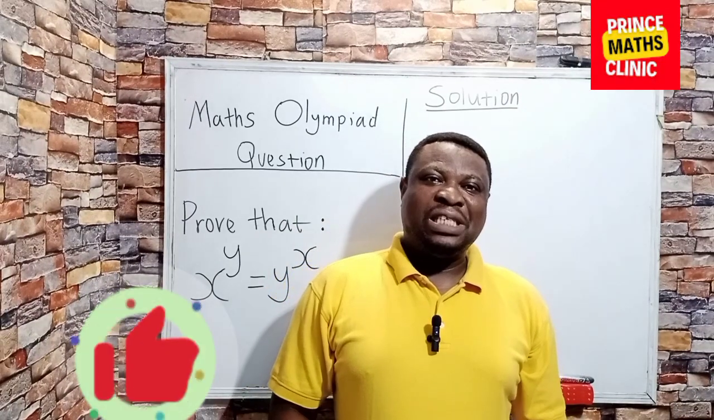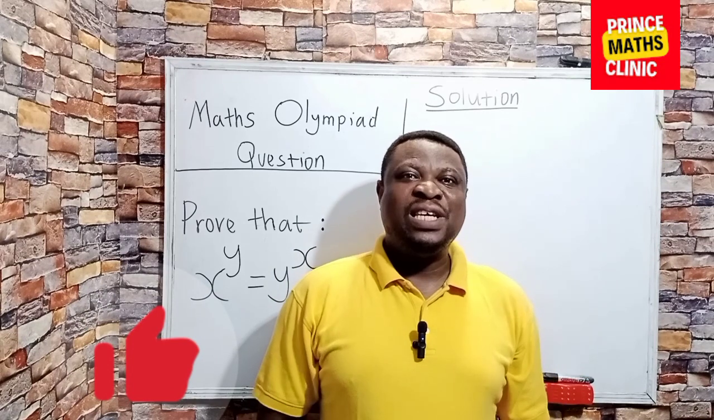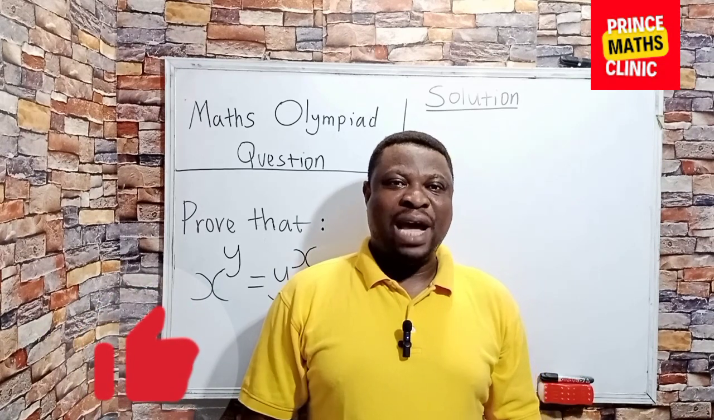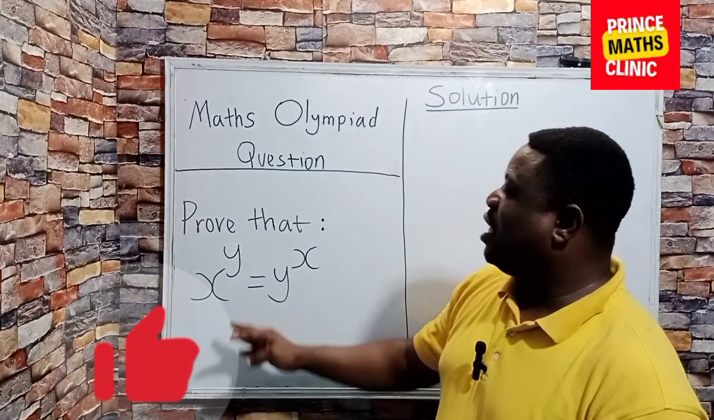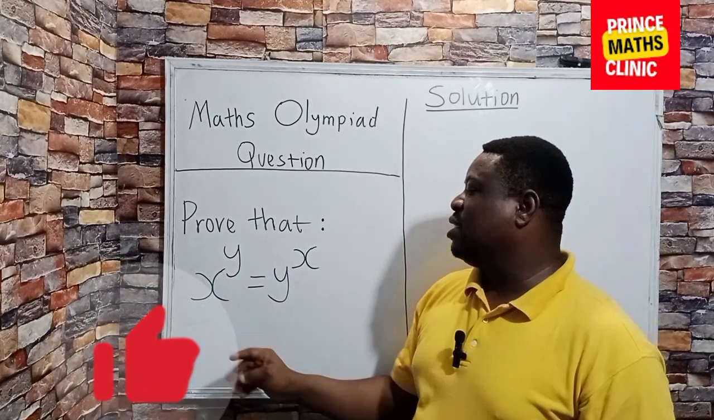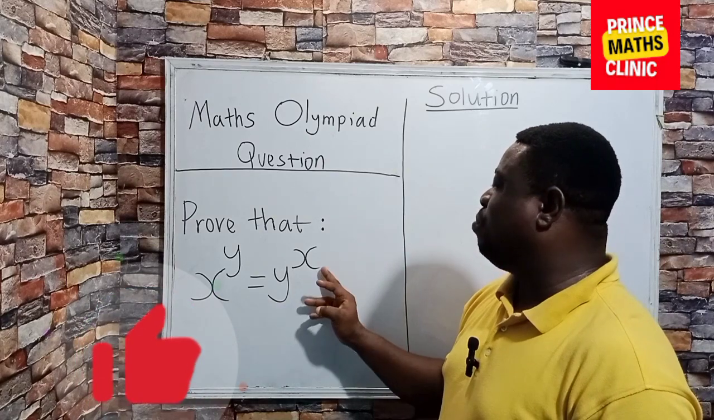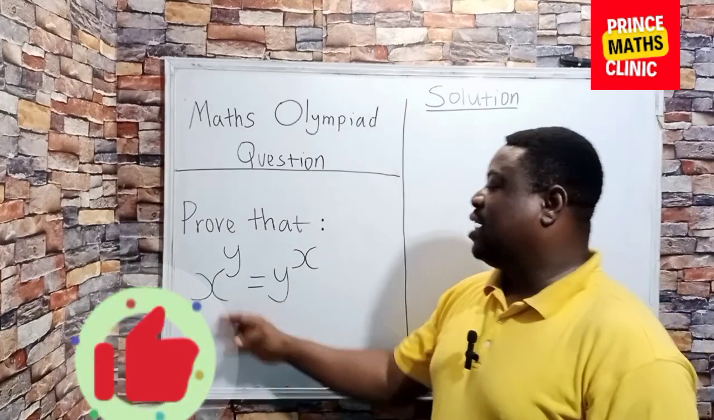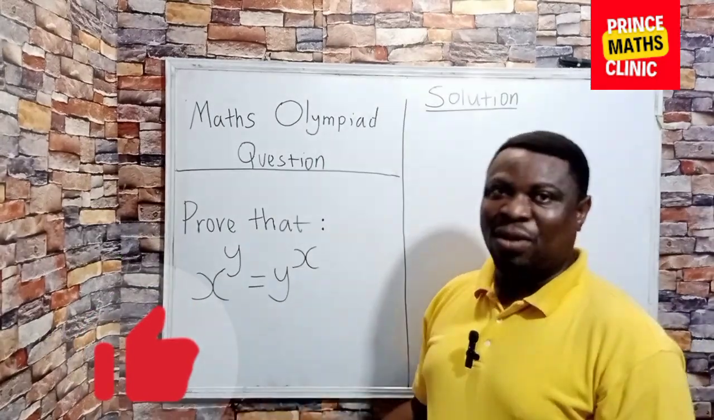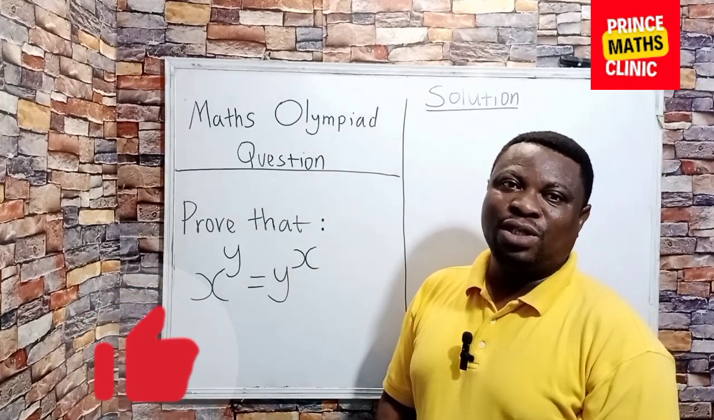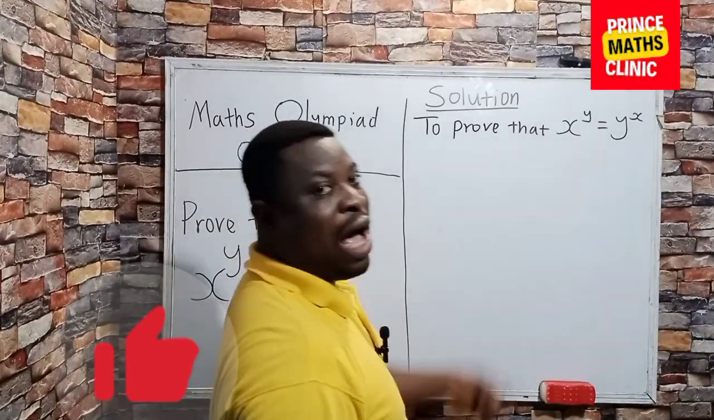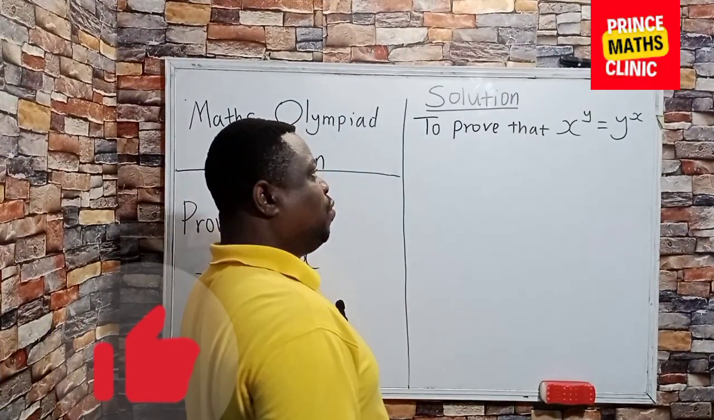Today, we shall be considering this very lovely and exciting Olympiad question, where we are to prove that x to the power of y is equal to y to the power of x. X is a number, y is a number. So let's go right into the solution. That's what we have on the board to prove.